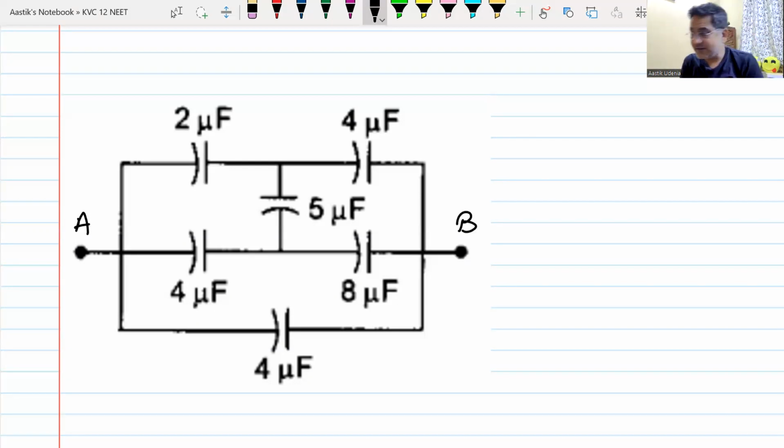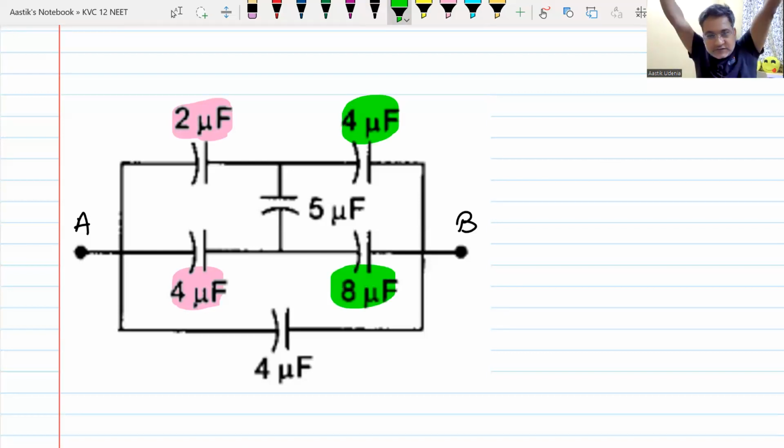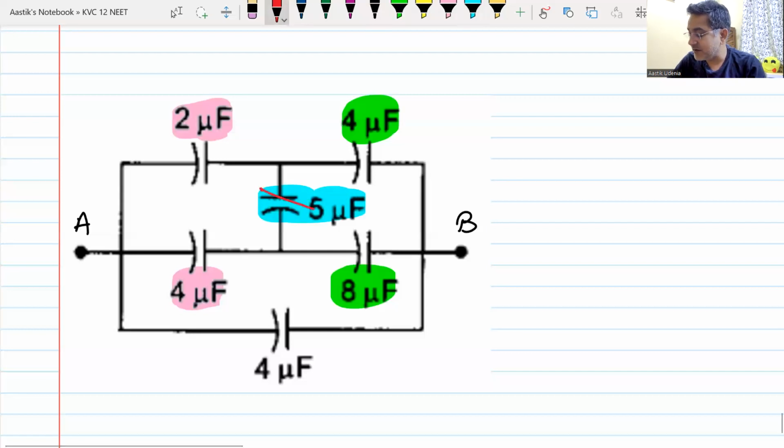How are we supposed to get this? As soon as you see this 2 here and this 4 here, this 4 here and this 8 here, you must say, Wallah, because now you understand that the upper thing is a Wheatstone bridge and this blue one will say bye-bye. Do we understand this? Yes, sir.